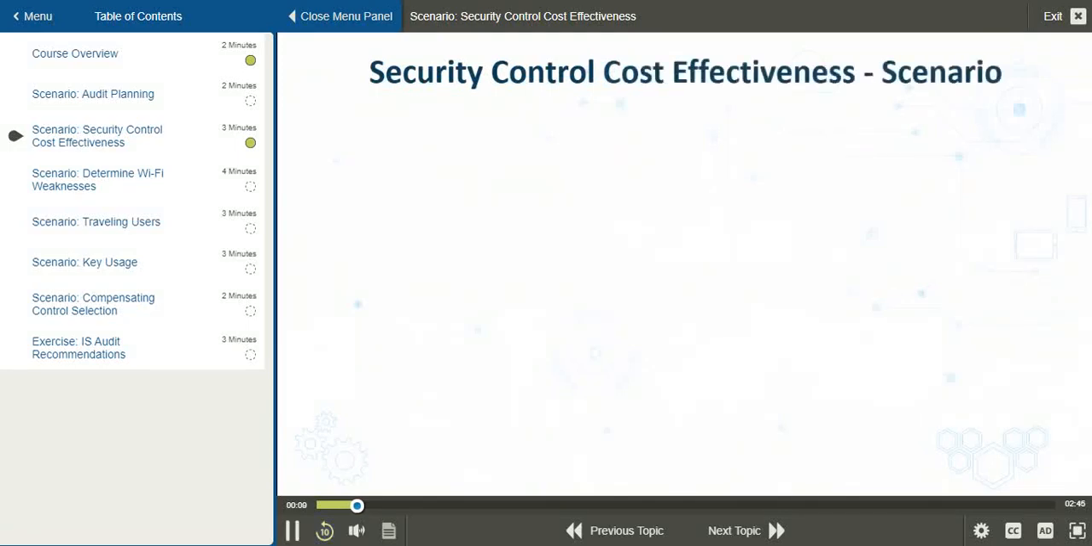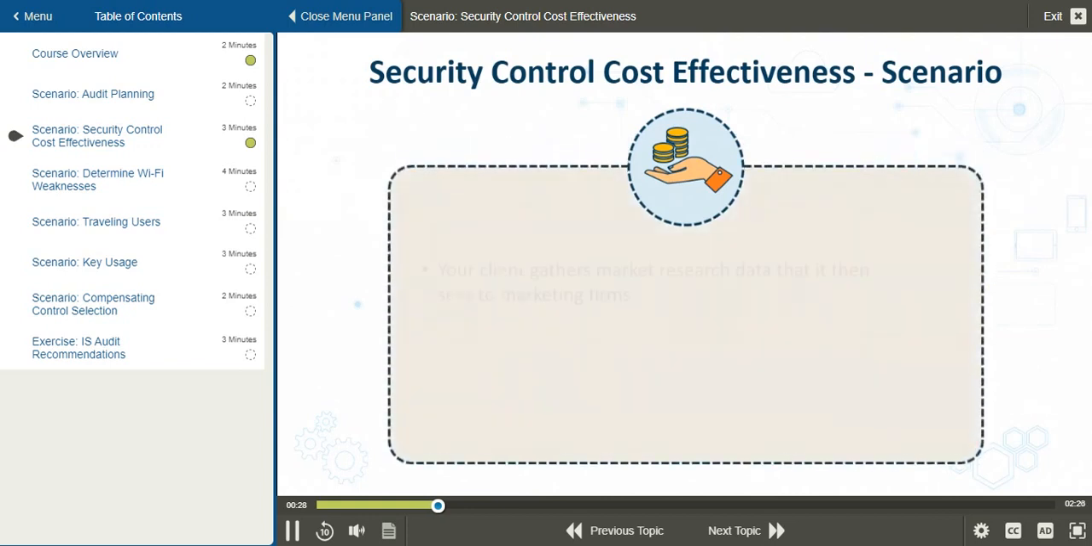The IS audit process involves looking at the risk to assets that have value to an organization and the security controls that mitigate those threats, to make sure that they're effective and efficient and that they meet control objectives. In this scenario, we're going to focus on security control cost effectiveness.